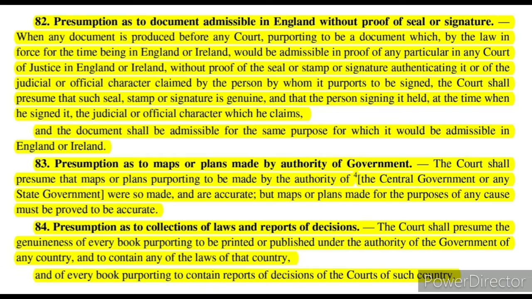Section 83 says presumption as to maps or plans made by authority of government. These things will also be thought to be genuine. So if there is any map or plan that is made by the authority of the government, then that will be thought to be accurate and genuine. Section 84 talks about presumption as to collections of laws and reports of decisions. So the court shall presume the genuineness of every book purporting to be printed or published under the authority of the government of any country and to contain any of the laws of that country, and every such book purporting to contain reports of decisions of the courts of such country. So these documents will also be thought to be genuine.